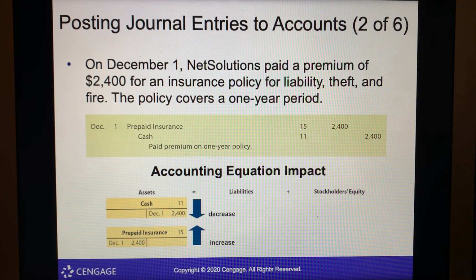So again, paid a premium of $2,400 for an insurance policy. So this will be a prepaid account. So prepaid insurance, $2,400, cash $2,400. Notice it says 15 and 11. So we put prepaid insurance. Those are where these entries are going. We're telling them it's going to account 15 and account 11.